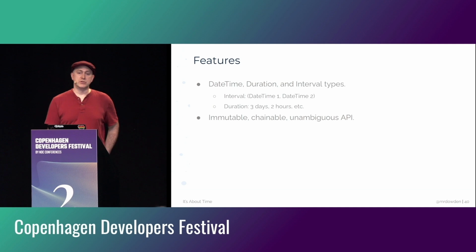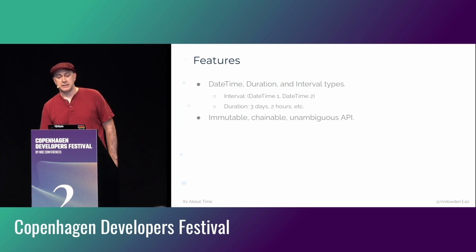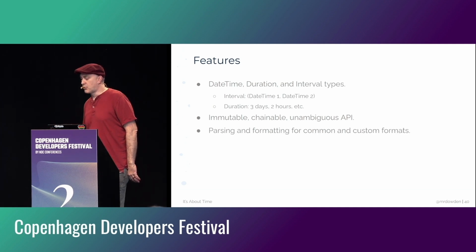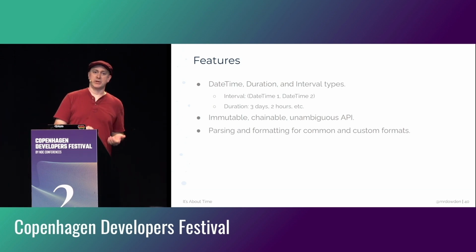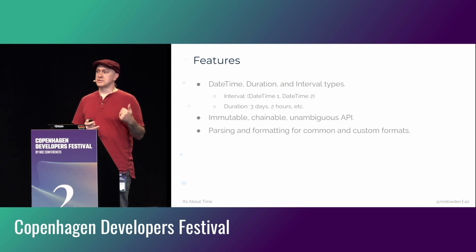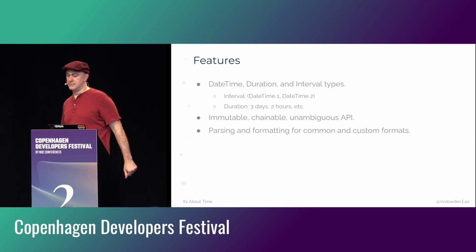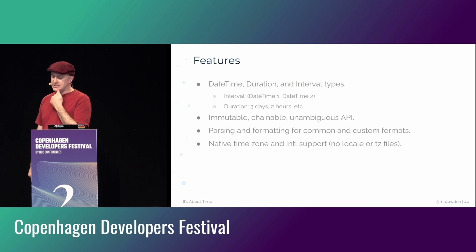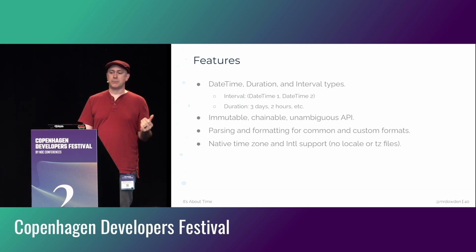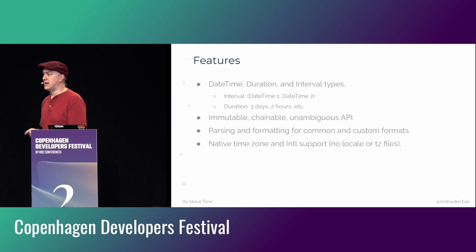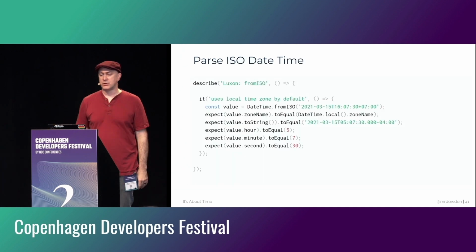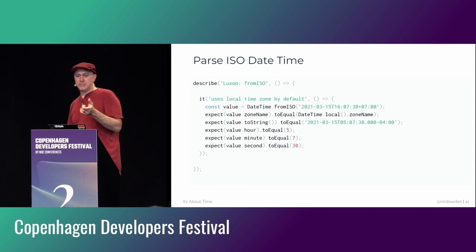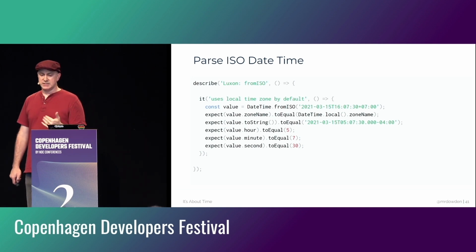Therefore, there's no confusion about things like day versus date and what they may mean. Parsing and formatting for common and custom formats. In other words, we have reliable string parsing of common string date formats, and it works consistently every single time, the same result. It has native time zone and Intl support, so there's no need to import time zone files or locale files. It's all there right out of the gate. And so these are all the types of things that we need as JavaScript developers to do our time zone work. So here is an example of parsing an ISO string and then testing for expectations.